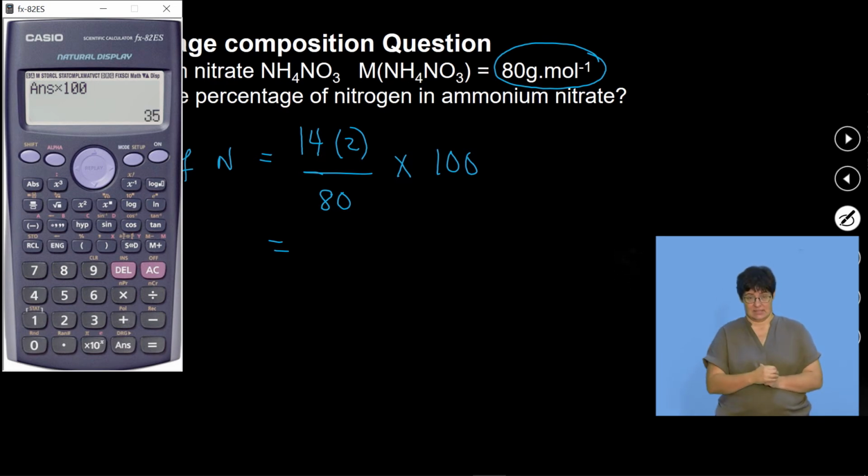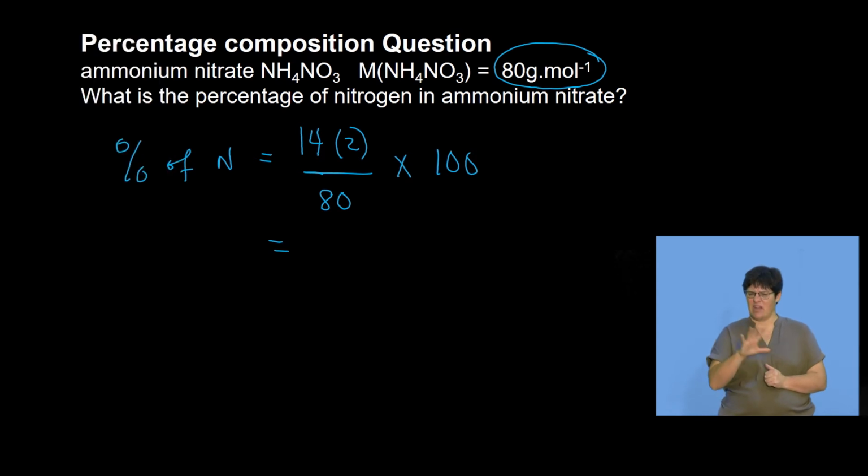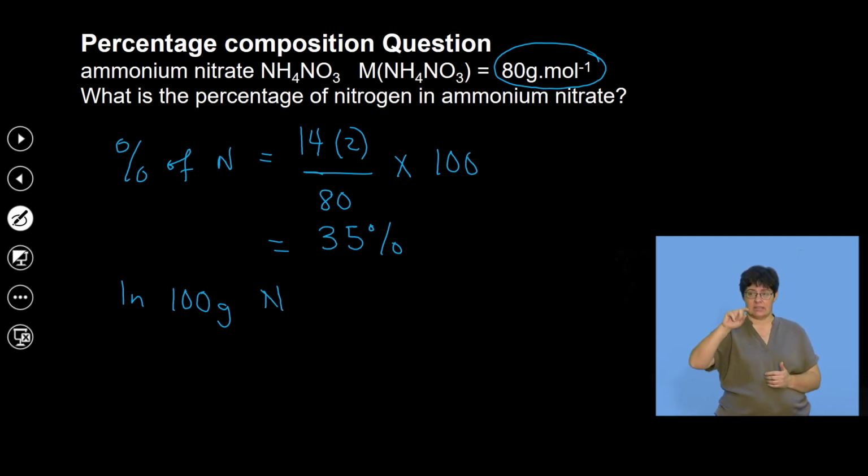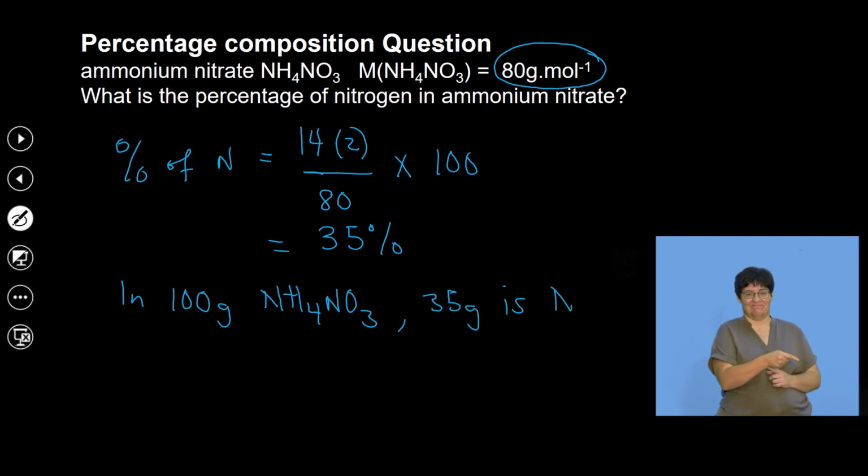So what does it mean? It means that 35% of this 80 grams per mole is actually nitrogen. Now, what does that tell us? It tells us that in 100 grams of ammonium nitrate, NH4NO3, 35 grams is actually nitrogen.